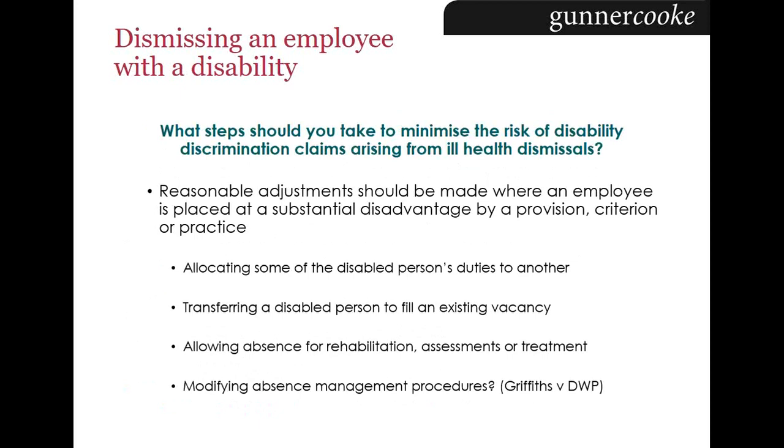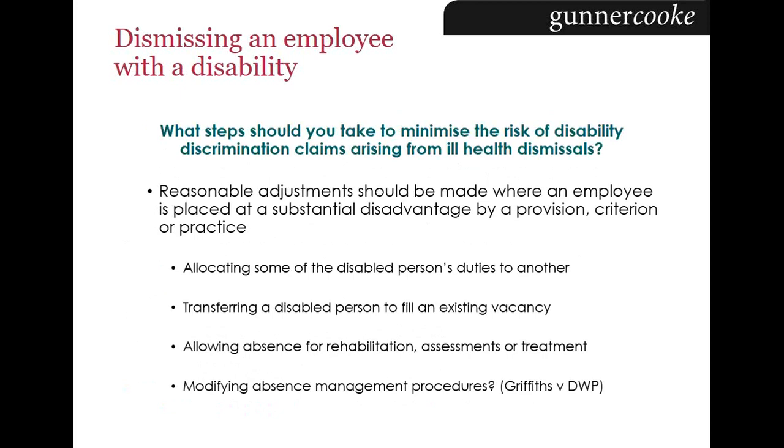So the last point, I've highlighted the case of Griffiths and Department for Work and Pensions, and it's on the very, very tricky issue of whether or not there's a requirement to make reasonable adjustments to trigger points for warnings under absence management policies. This has been considered by the EAT in a number of cases, but most recently in Griffiths and DWP. And the case established that where you have trigger points under an absence management procedure, or you have disciplinary warnings related to poor attendance, then the duty to make reasonable adjustments is triggered.